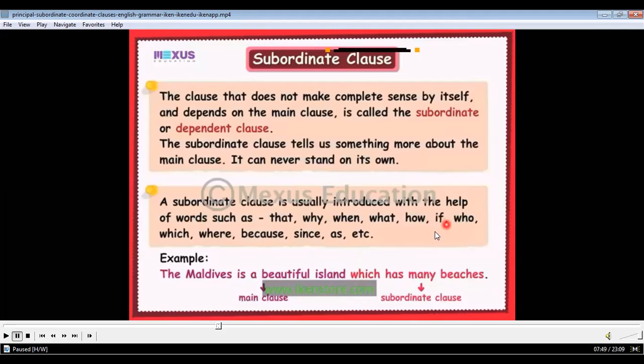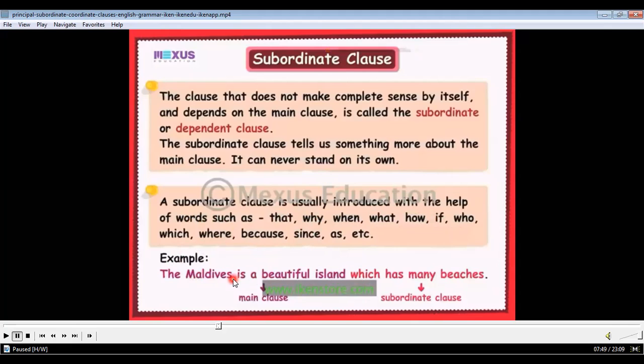And these are some of the subordinate conjunctions that you can see on your screen right now: that, why, when, what, how, if, who, which, where, because, since, etc. How can we choose these conjunctions? We choose them according to the main clause.